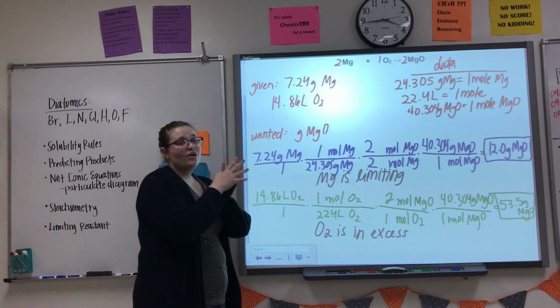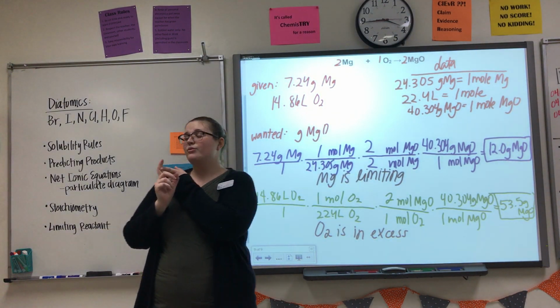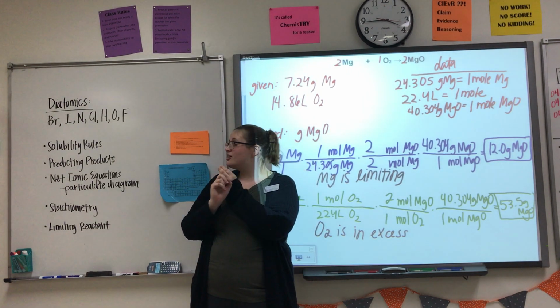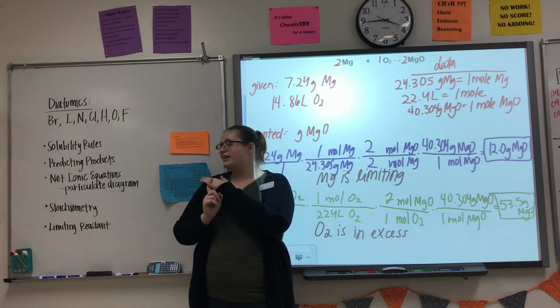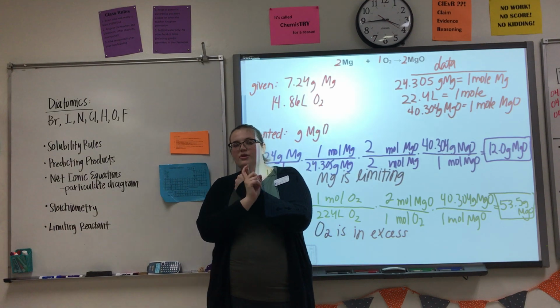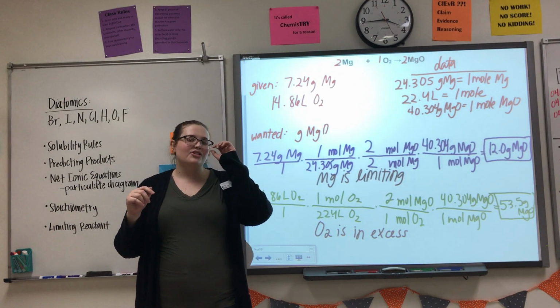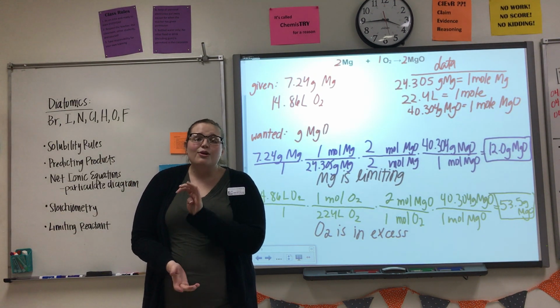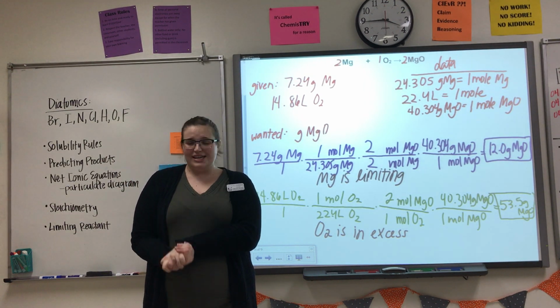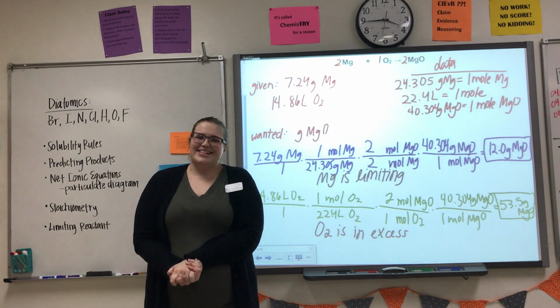Okay, so we've gone ahead and hit on our solubility rules today. We predicted some products. We did a net-ionic equation, including our particulate diagram. We did a little bit of everything in stoichiometry, and we ended up with a limiting reactant. I also threw in some balancing along the way, and I talked about significant figures a little bit. So hopefully this helps you guys out with all your questions. If not, email me or come see me in class. Good luck.